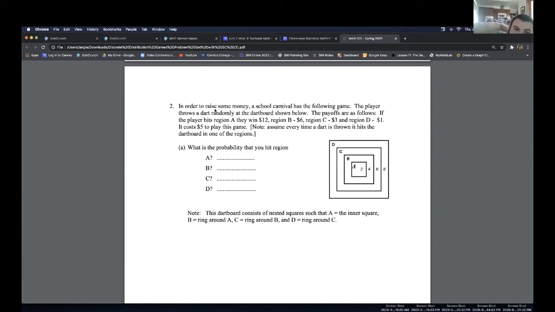In order to raise some money, the School Carnival has the following game. A player throws a dart randomly at the dartboard shown below. The payouts are as follows. If the player hits region A, they win $12. If they hit region B, $6.